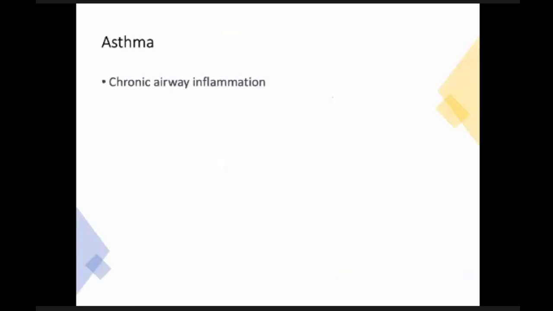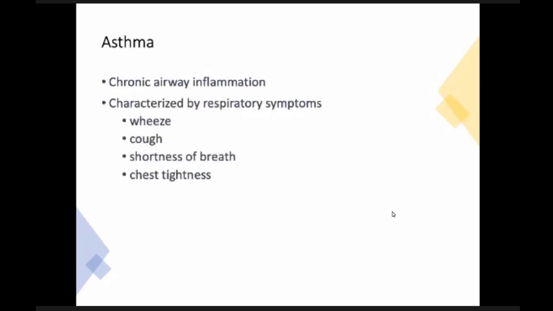So asthma is a chronic airway inflammatory disease with airflow limitation, and there are four main symptoms. Those are the wheeze, cough. This cough is usually a dry cough, with not much sputum coming up, mostly at night and early in the morning. Another important symptom is shortness of breath or dyspnea or breathlessness, and a feeling of chest tightness.